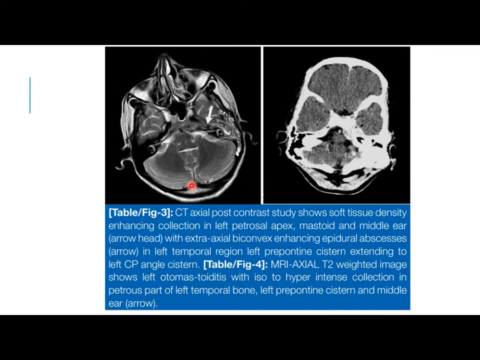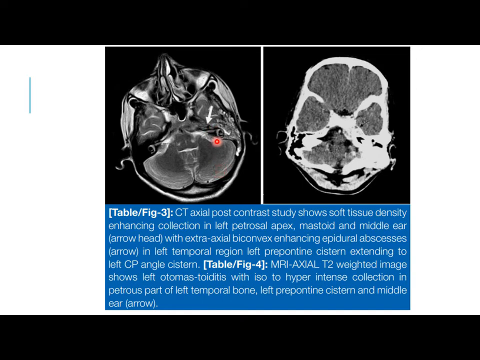This is another image, CT axial post-contrast study. This one shows the soft tissue density enhancing collection in the left petrous apex and the mastoid and the middle ear with extra-axial biconvex enhancing epidural abscesses. So it has extended intracranially to cause epidural abscess, in the left temporal region, left prepontine cisternae extending to the left CP angle cisternae.